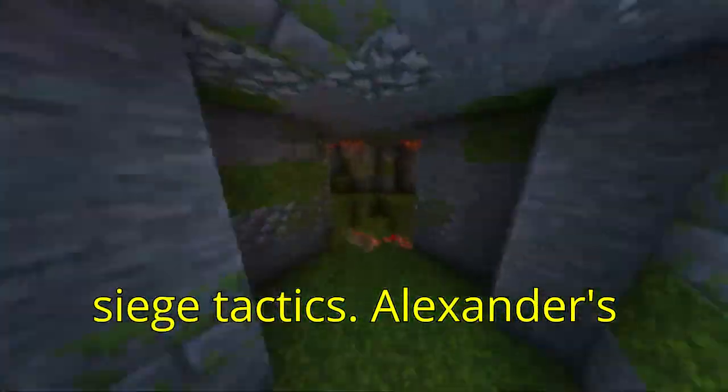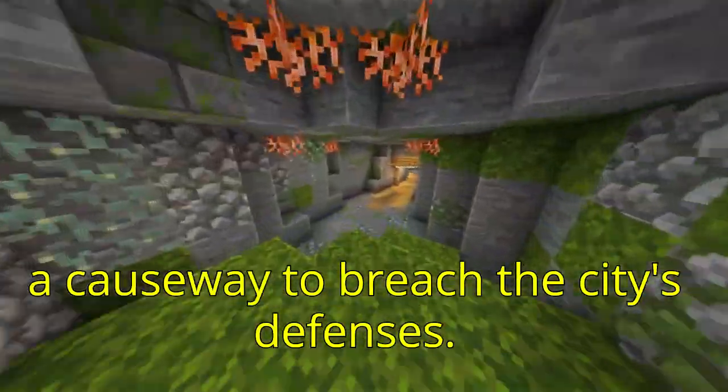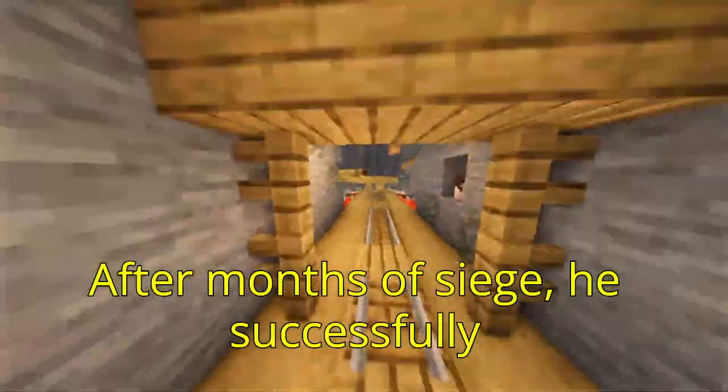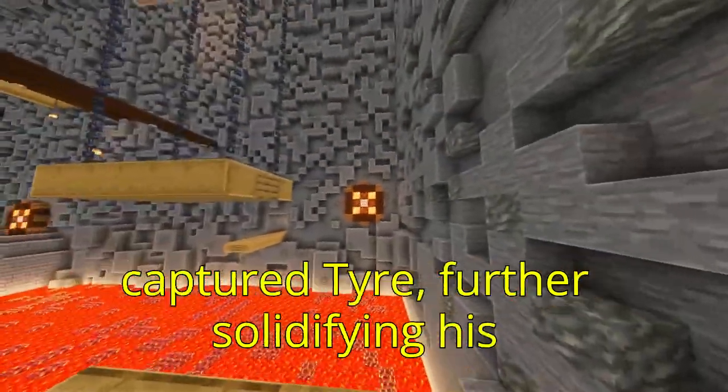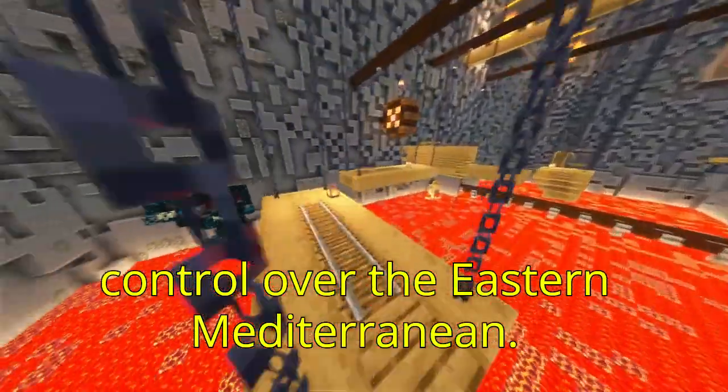Innovative siege tactics. Alexander's determination led to the construction of a causeway to breach the city's defenses. After months of siege, he successfully captured Tyre, further solidifying his control over the eastern Mediterranean.